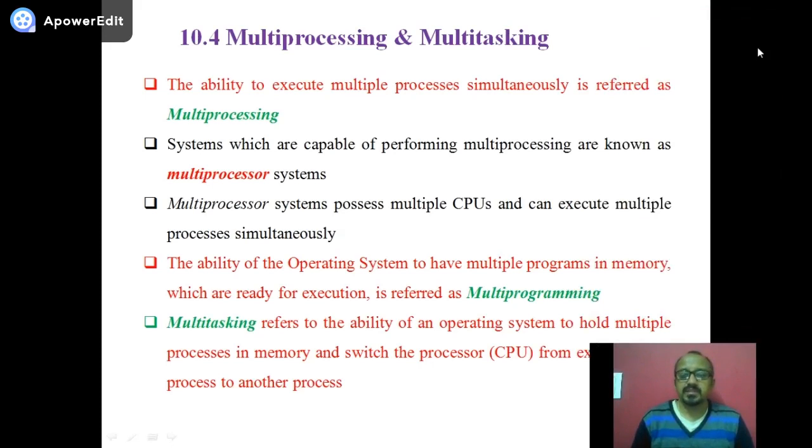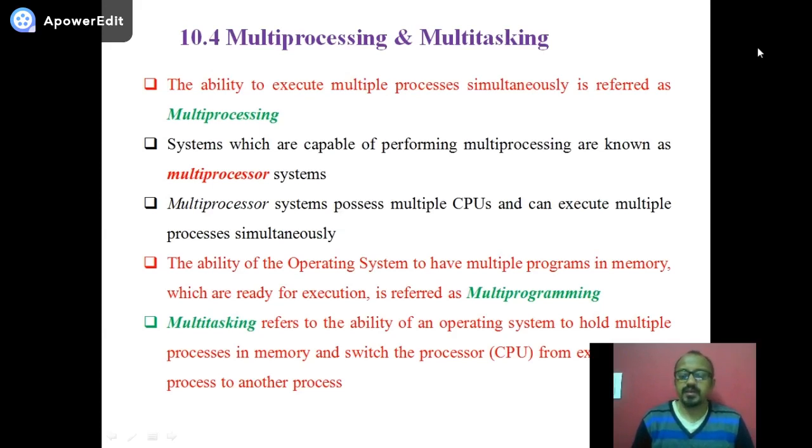Multiprocessing means the ability to execute multiple processes simultaneously. A multiprocessor is a processor that allows the execution of more than one process. And multiprogramming is the ability of the operating system to have multiple programs in memory which are ready for execution.